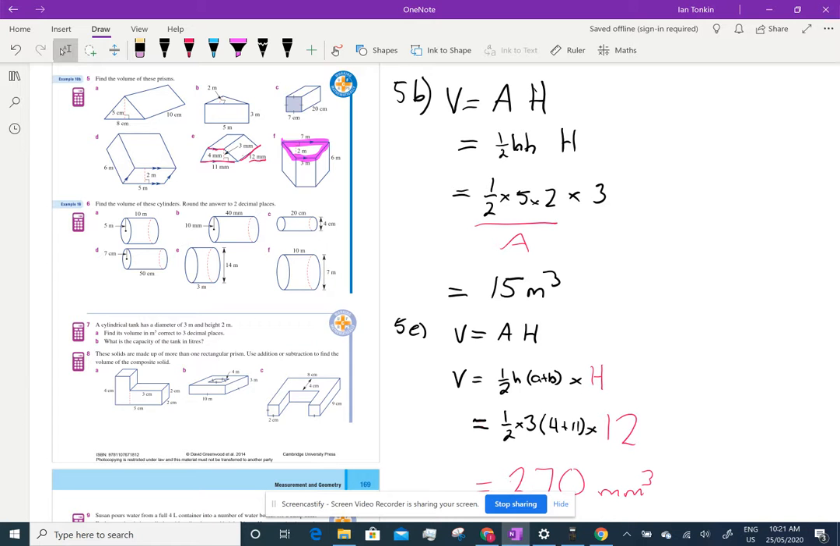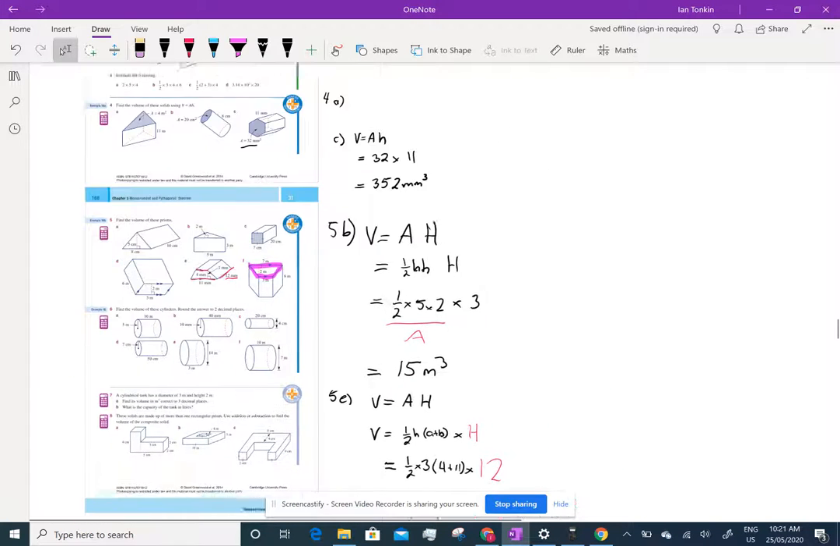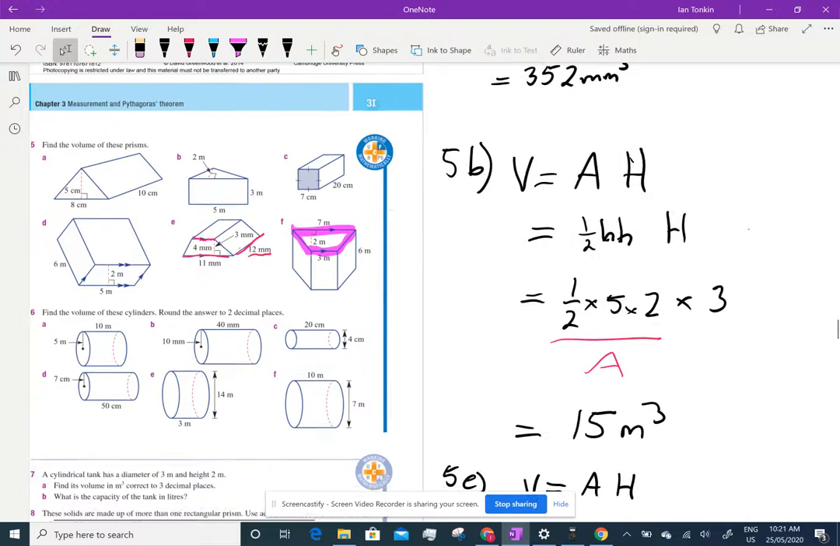Now some of these are hard. I think you might have trouble with F. Please realise that the cross-section is on top, and again, it's a trapezium. Anyway, good luck with those.